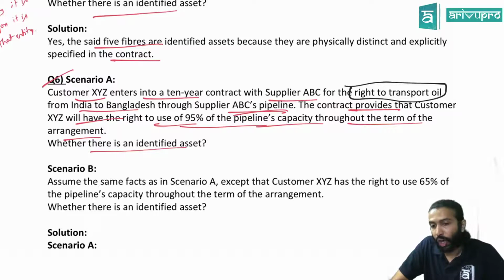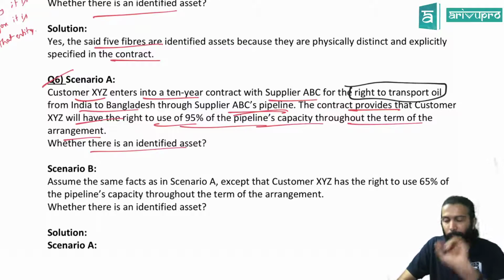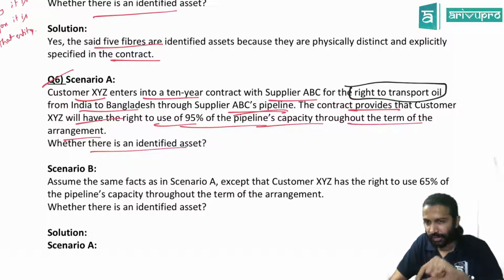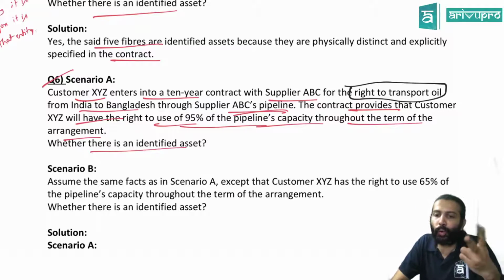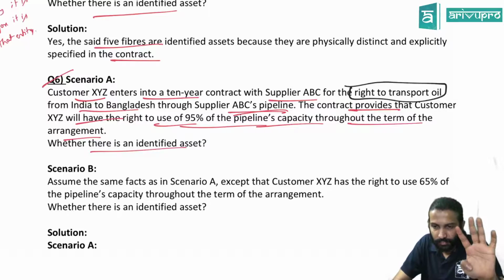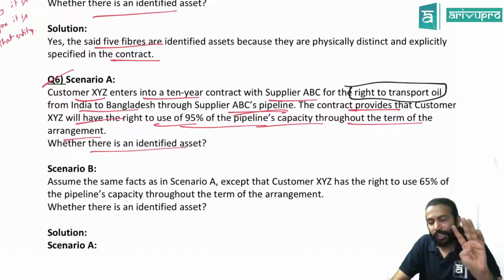Substantial. Yes. First you will call out what? Here there is one pipeline which is used by multiple users. Correct? You'll write that provision. If one asset is used by multiple users, then the asset can be identifiable if 2 conditions are satisfied. One is substantial capacity usage and substantial benefits.